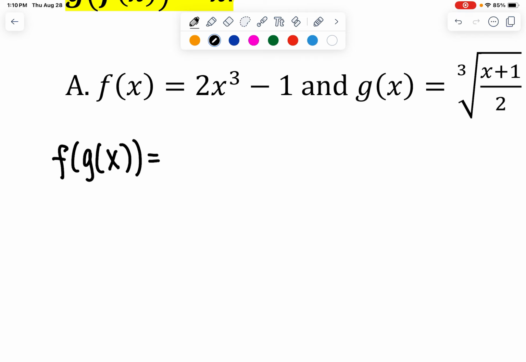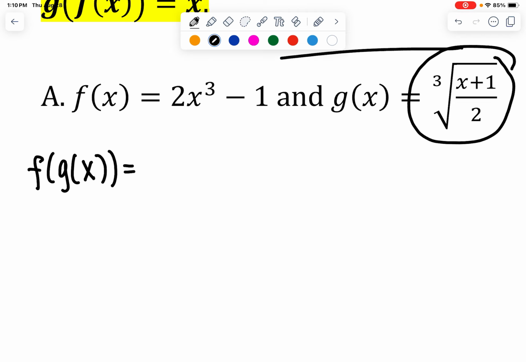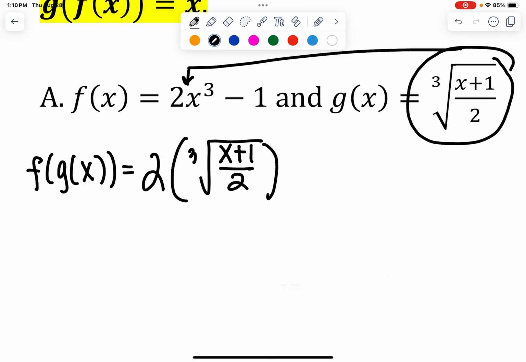And then we're going to do g of f of x. So that means take the function g, which is this, and plug it into f right here. So we have 2. Instead of writing x, I'm going to write the cube root of x plus 1 over 2. And then this minus 1 right here. Oops, I forgot this cube also. Cubed minus 1. Okay, so now I have to show my steps of simplifying this.